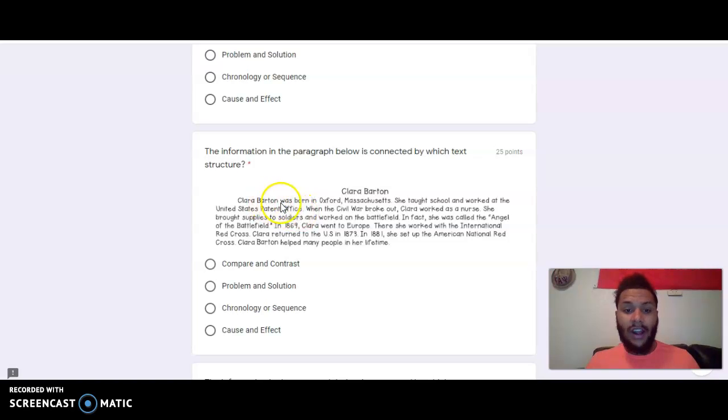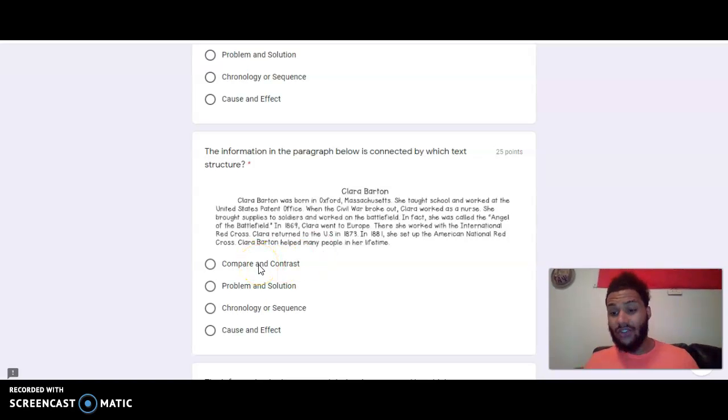Clara Barton. Clara Barton was born in Oxford, Massachusetts. She taught school and worked at the United States Patent Office. The Patent Office is where people go when they invent new stuff. When the Civil War broke out, Clara worked as a nurse. She brought supplies to soldiers and worked on the battlefield. In fact, she was called the Angel of the Battlefield. In 1869, Clara went to Europe. There, she worked with the International Red Cross. Clara returned to the U.S. in 1873. In 1881, she set up the American National Red Cross. Clara Barton helped many people in her lifetime.